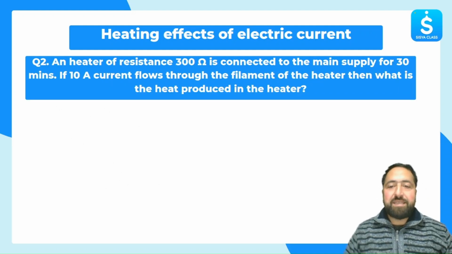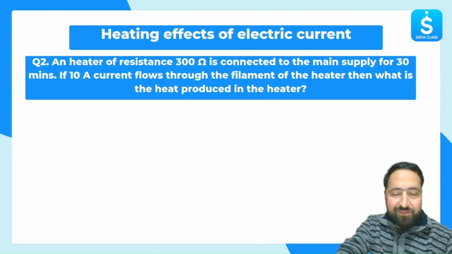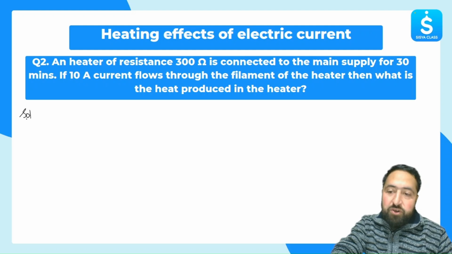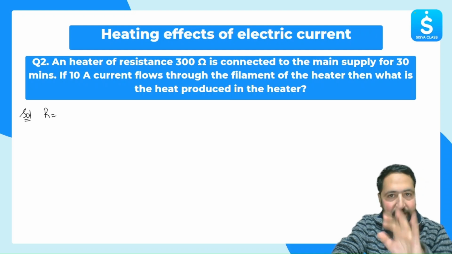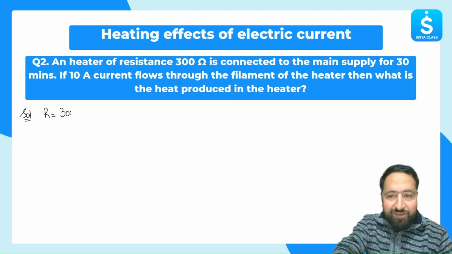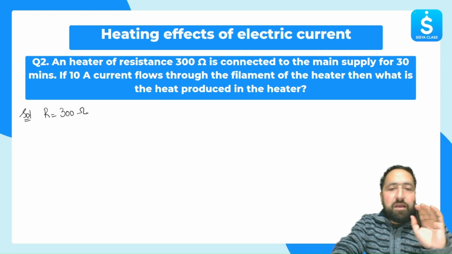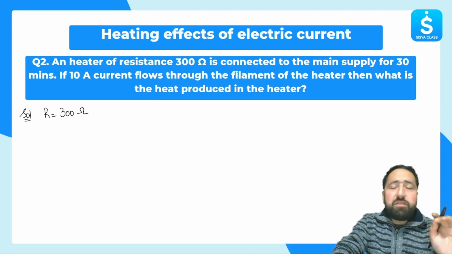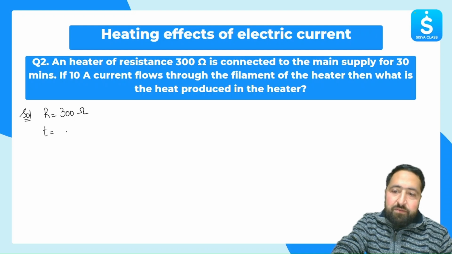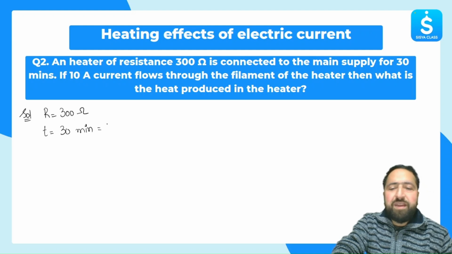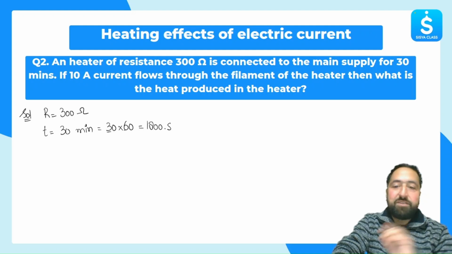The next question says a heater of resistance 300 ohms. See, whenever you're solving numericals, just jot down whatever you get. So first you get resistance: resistance equals 300 ohms. It's connected to a mains supply for 30 minutes. So what is the time here? It is 30 minutes. Now I don't need minutes, I need seconds. It's very easy. Just multiply it by 60. 6 multiplied by 3 will be 18, and then there will be two zeros. So time is 1800 seconds.